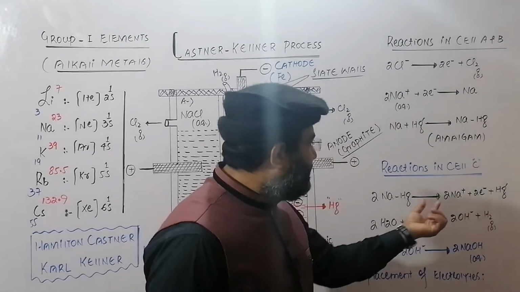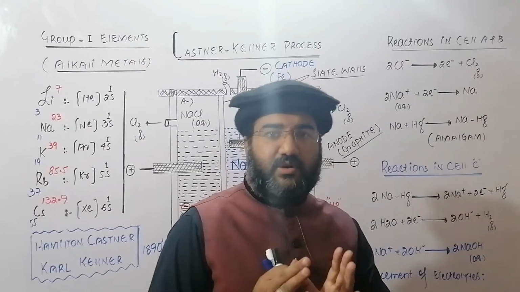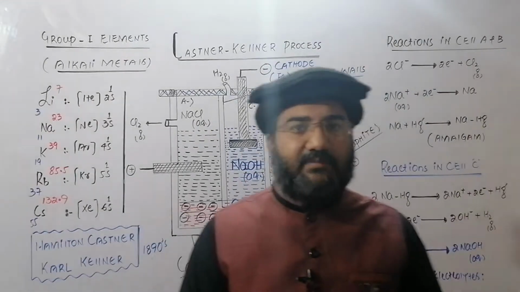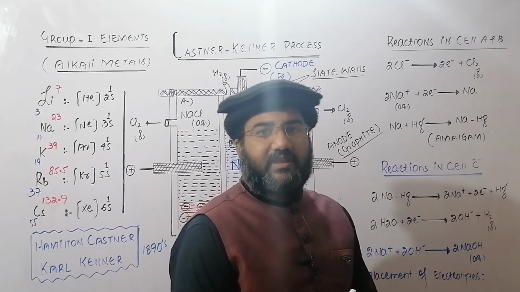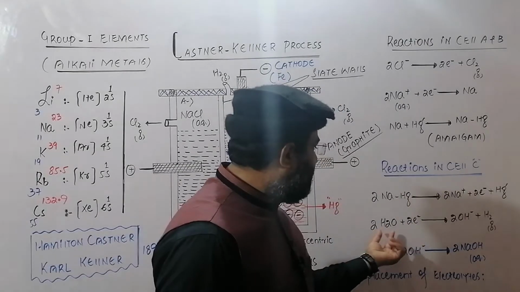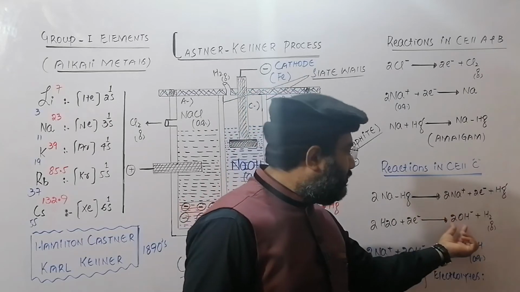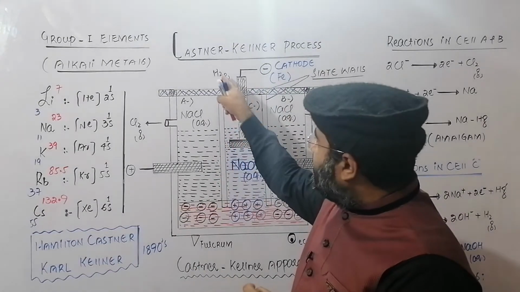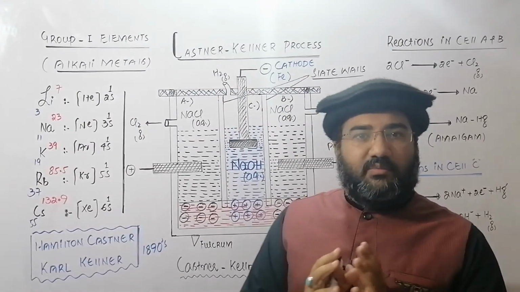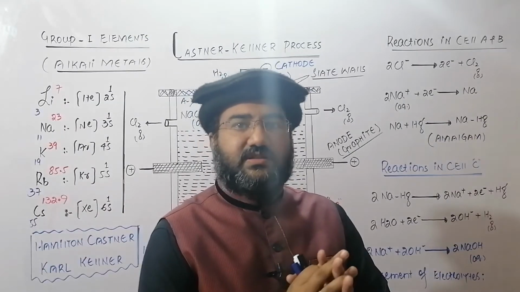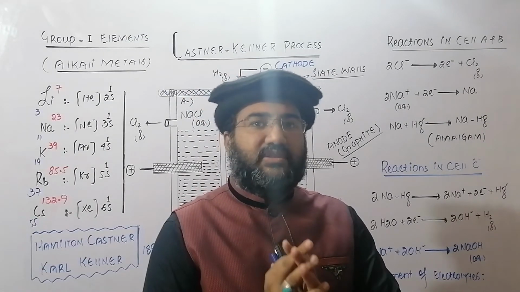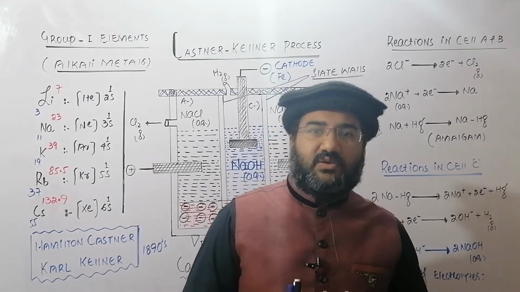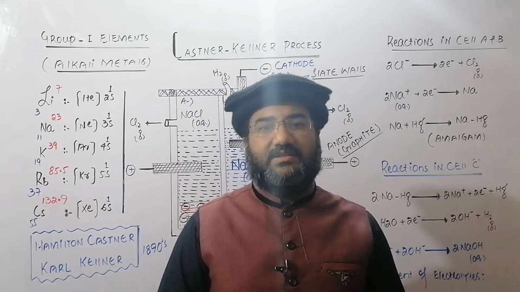The sodium ions which are produced in this reaction remain in the aqueous solution of NaOH. At the same time, because the aqueous solution of NaOH is used in the central cell, water gets reduced, and after reduction it produces OH negative ion and hydrogen gas, and this hydrogen gas is removed through this outlet. Now, my dear students, in the central cell there are sodium ions and OH negative ions. These sodium ions and OH negative ions produce the caustic soda. And this caustic soda is the main product of the Kastner-Kellner cell.